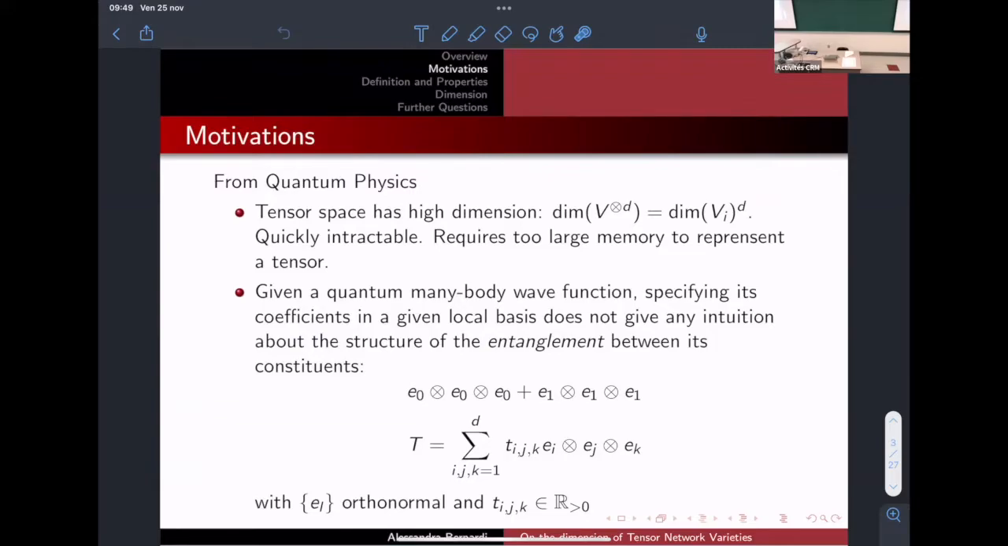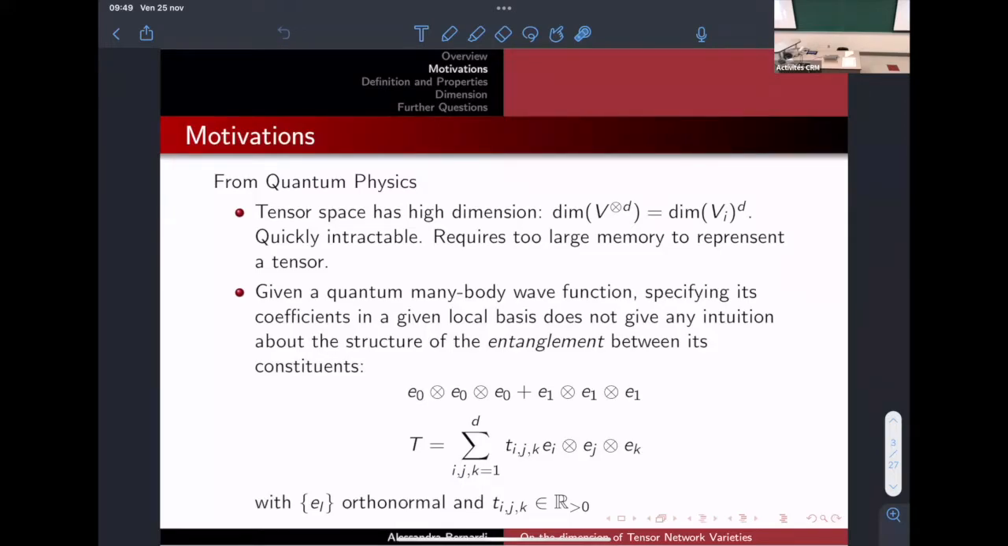And then there's this other motivation that I don't think we have actually seen up to now. So let me tell you, it comes from quantum physics. If you have your tensor given like that, and you are interested in knowing the entanglement of the tensor, looking at just its coefficients, it is not clearly immediate which is the entanglement of this tensor, right?